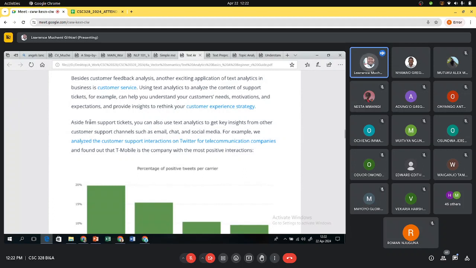So aside, to get key insights from emails, you can also analyze them. I tell you, please analyze this, tell me what people are thinking.